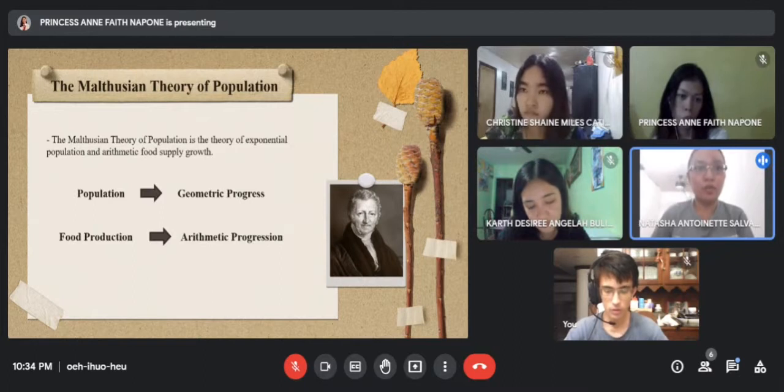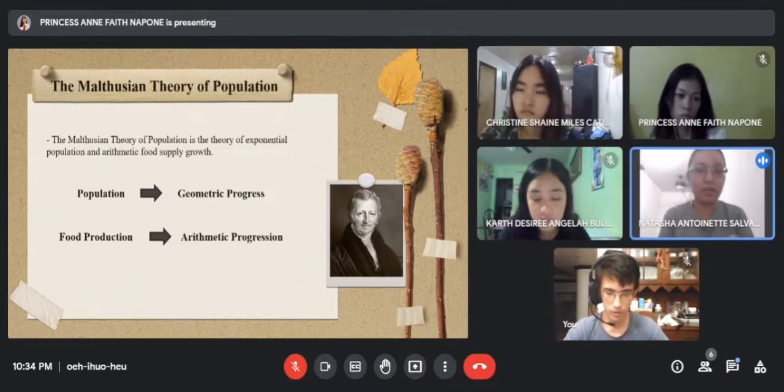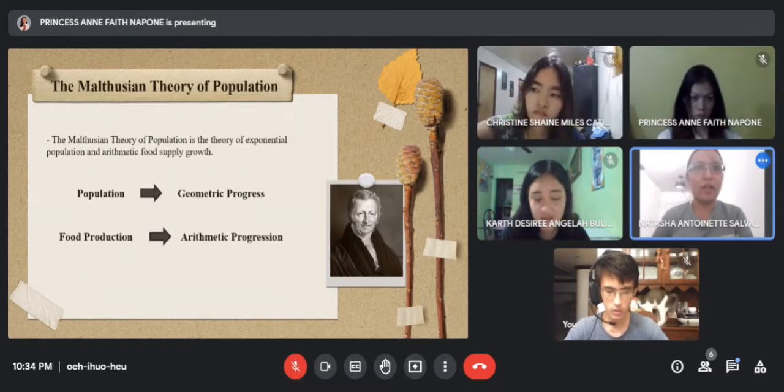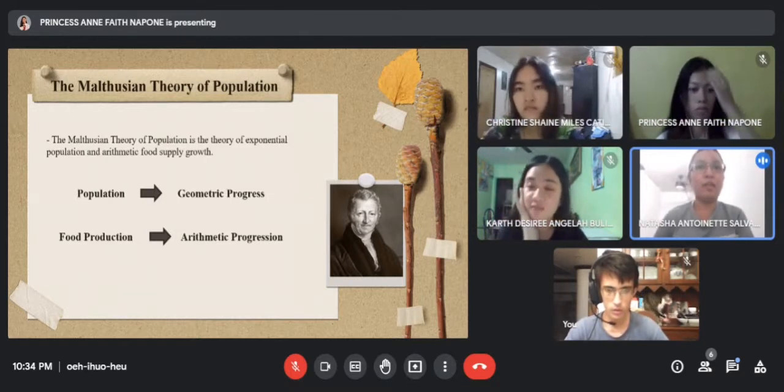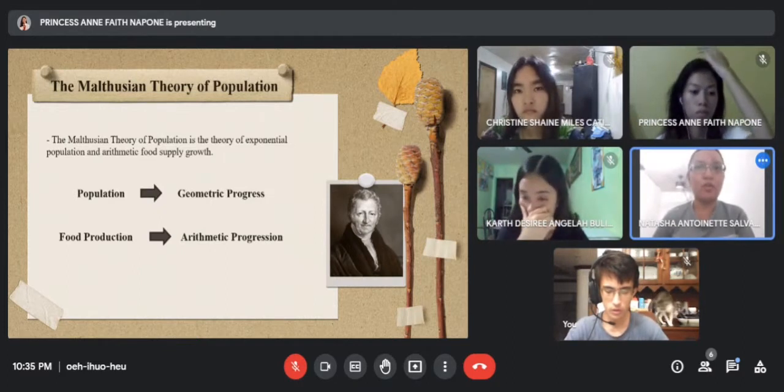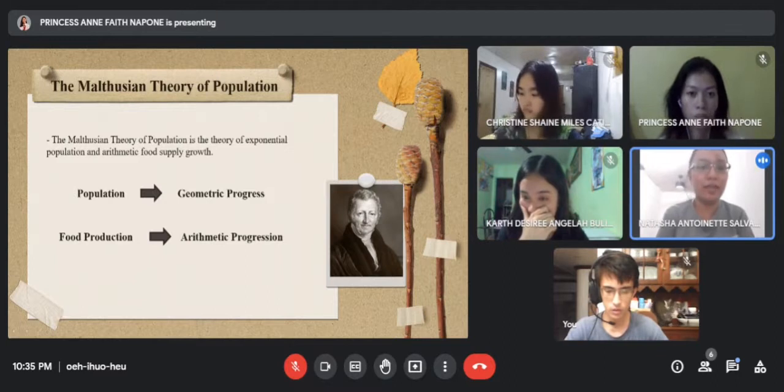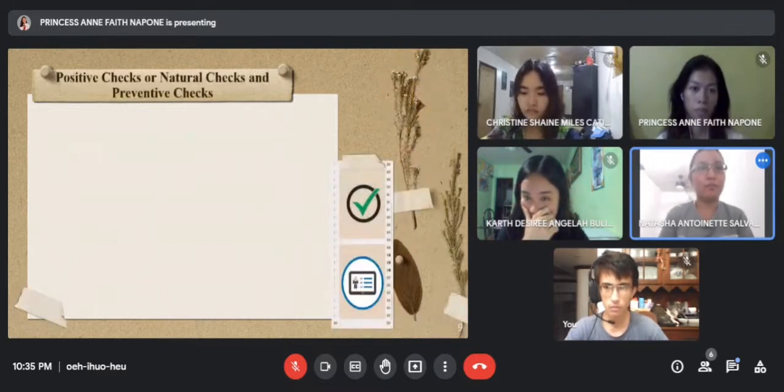To conclude, Malthus arrived at the law of diminishing returns, which leads to a shortage of food. His result leads to preventative checks and positive checks so that the population will be controlled to balance the food supply with the population level. Next slide, please.